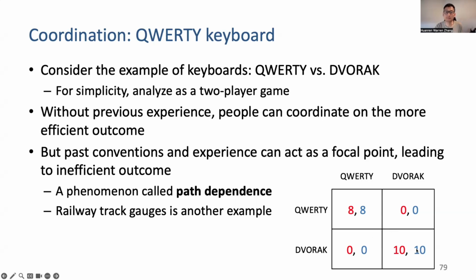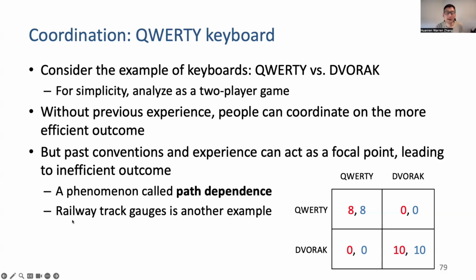Right? As you can see here, it is more efficient to illustrate this concept. It is more efficient for both players to use the Dvorak keyboard. But if you have the strong belief that the other person will use QWERTY, then you are actually more likely to use QWERTY. And this is a phenomenon called path dependence. Past conventions and experience can act as a focal point, leading to an inefficient outcome. So this nicely illustrates this interesting phenomenon called path dependence.